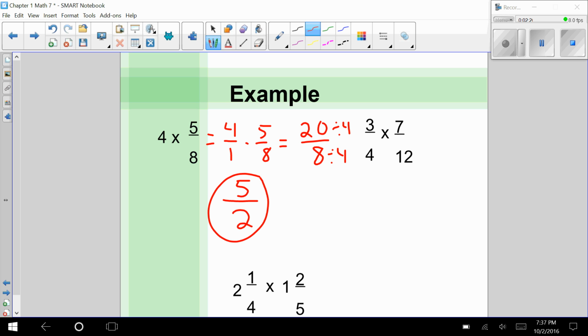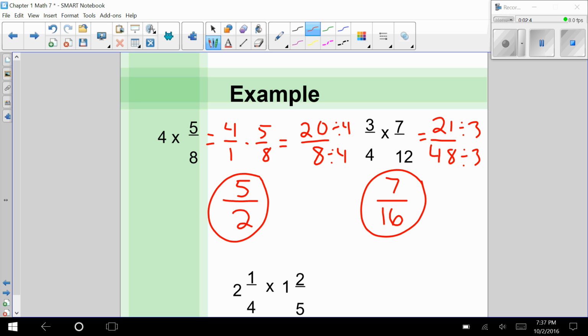The second problem, 3/4 times 7/12. These are both fractions. I just have to multiply. 3 times 7 is 21. 4 times 12 is 48. I know that 3 goes into both of these, so we will simplify. 21 divided by 3 is 7. 48 divided by 3 is 16. My answer is 7/16.